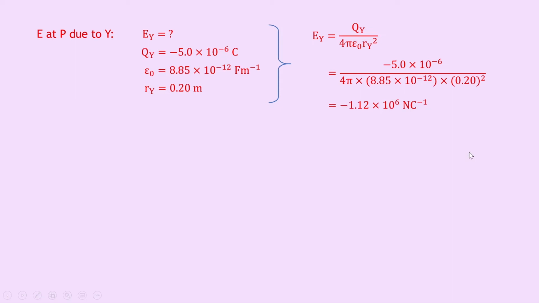Now we've got our two vectors, but we need to add them in a vector sum, so we can write that the total electric field strength equals EX plus EY, which is equal to 3 times 10 to the 5 plus minus 1.12 times 10 to the 6, which we've just calculated, and putting that into your calculator should give you a final answer of minus 8.2 times 10 to the 5 newtons per coulomb. And the direction of that vector will be to the right.